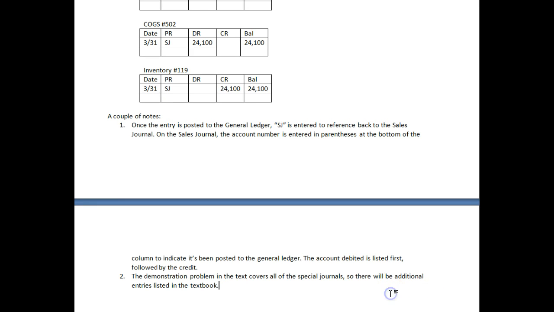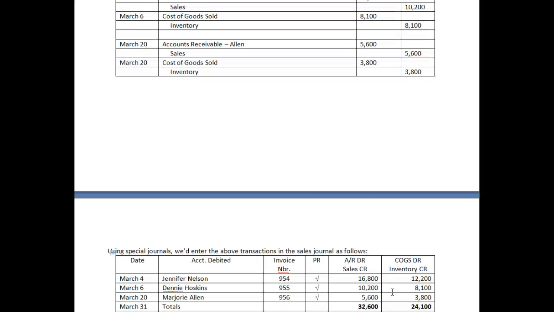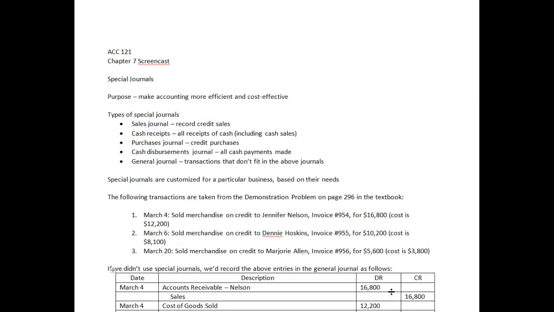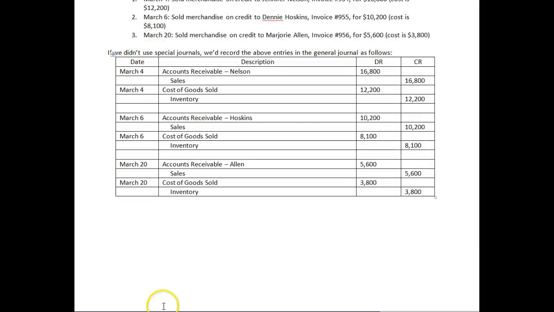And just an additional reminder, the demonstration problem in the textbook, which I highly recommend taking a look at, covers all the special journals. So there will be additional entries listed in the textbook. I just wanted to use a few examples and take a look at the sales journal. And again, that demonstration problem I'm referring to is on page 296 of your textbook. It starts there and it's at the back of chapter 7. Okay, hope this was helpful. Thanks.